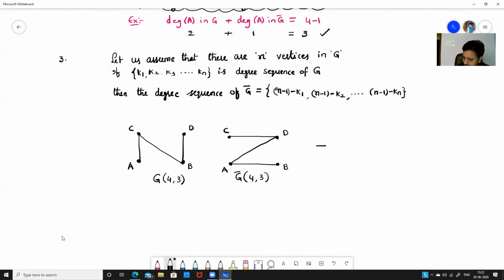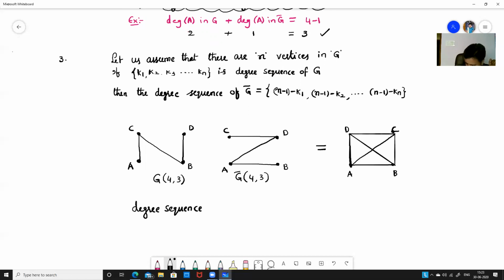Obviously, if I join these two, what will we get? We'll get a complete graph with 4 vertices, like A, B, C, and then D. This is a complete graph with 4 vertices. Now what I'm going to ask: what is the degree sequence of the given graph G?